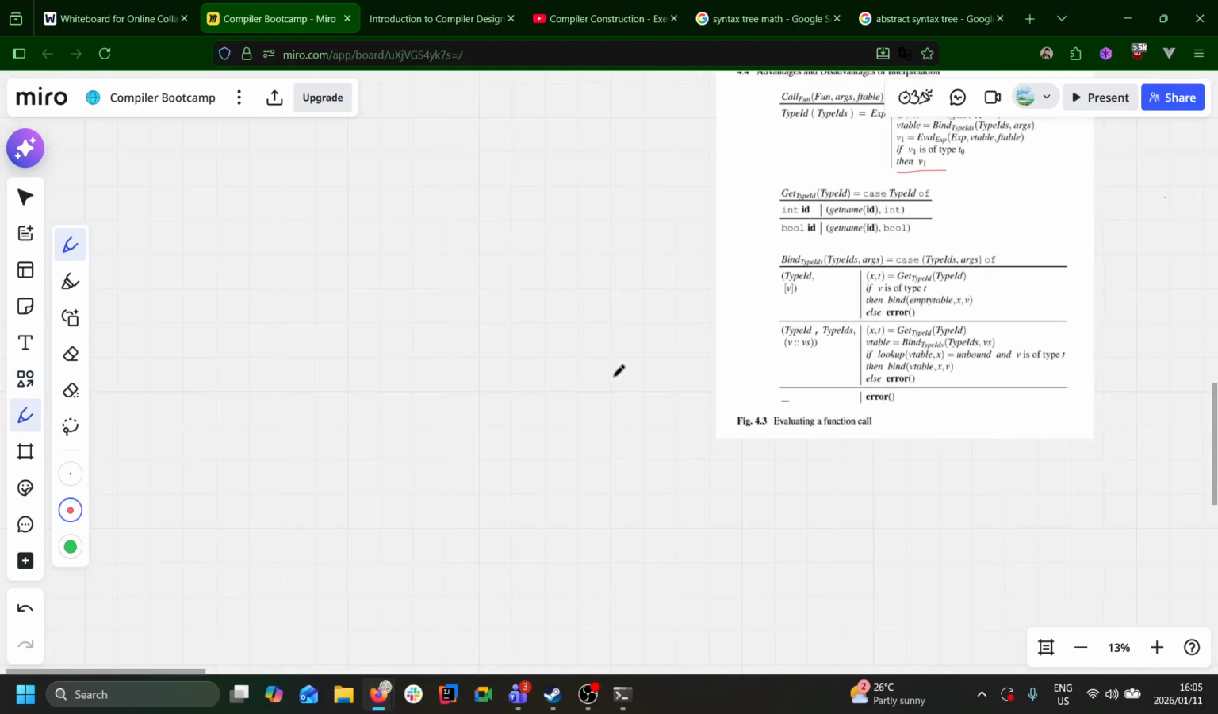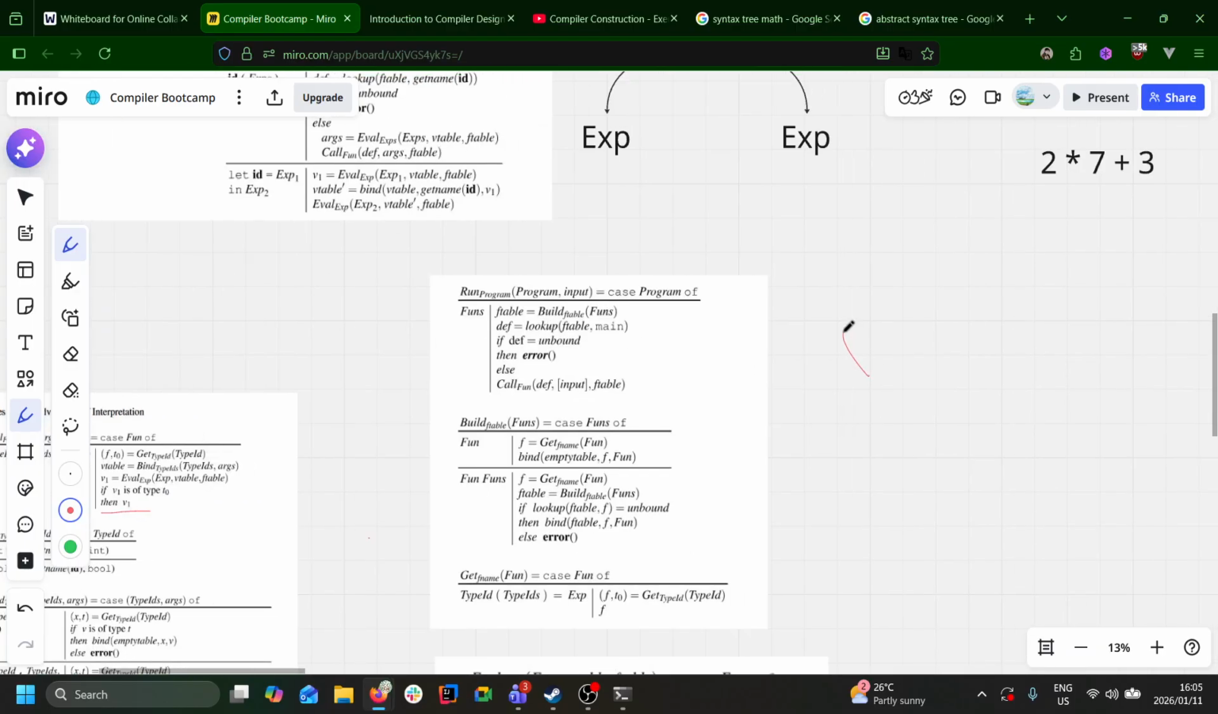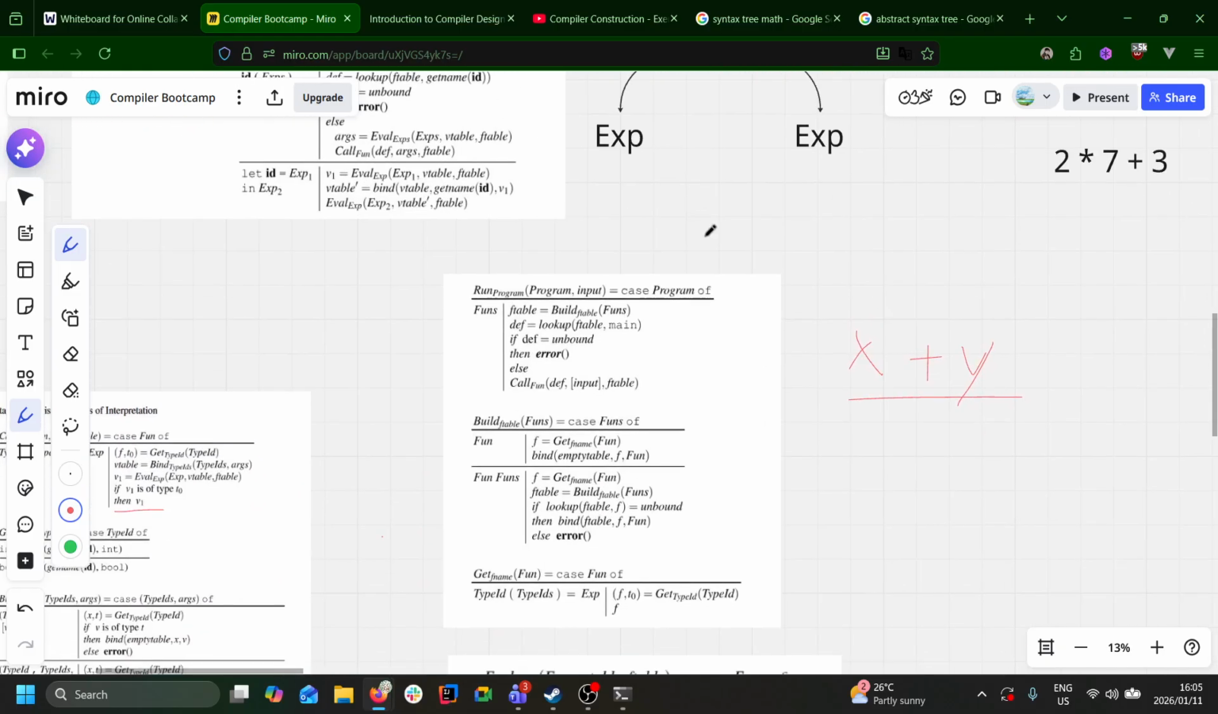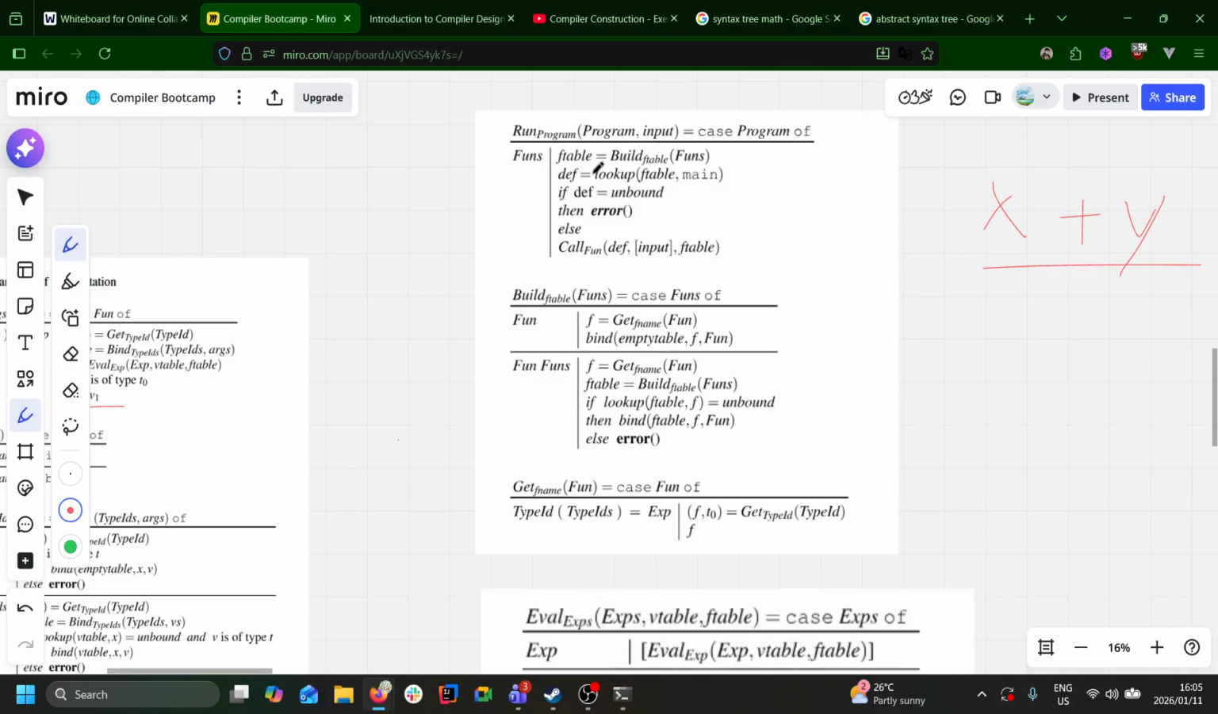So the way this would work is that you would get your input, you would pass it in, you would start off with our run program over here. So let's say you were given something like x plus y with the following v table. Normally you can go through all of this where you start off.